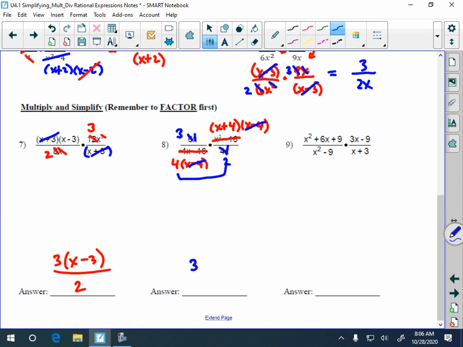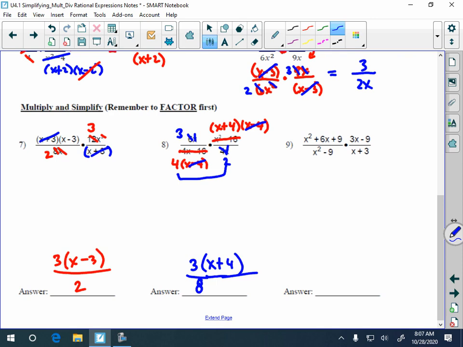So on top I have a 3 with an x plus 4. On the bottom I have 2 times 4, which is going to be 8. And that's it. Right, so it's just 3 times x plus 4 over 8. And we don't want to distribute back in, so we're not going to distribute the 3 back in because we want to leave our answers in factored form. All right, so don't multiply these things back out.